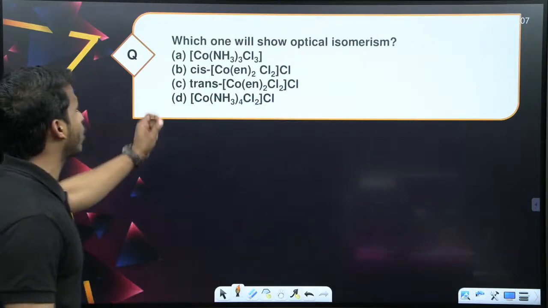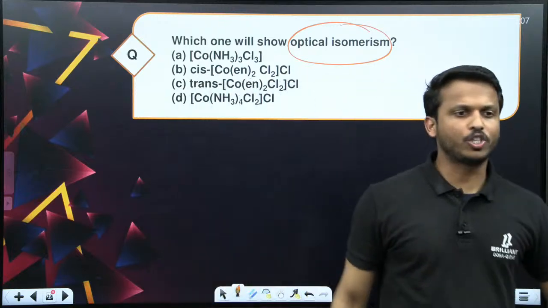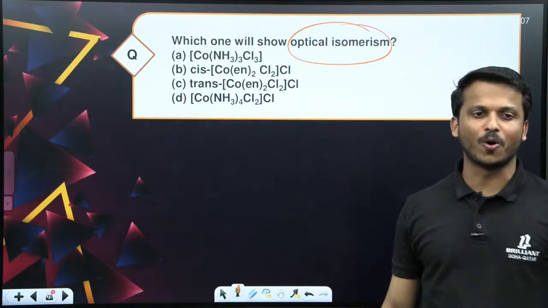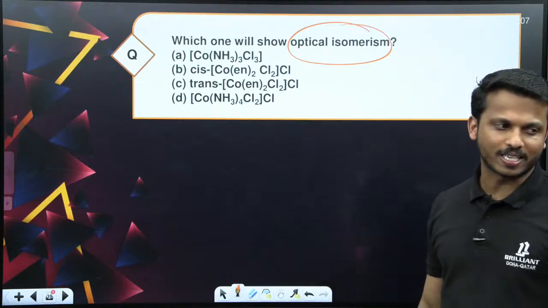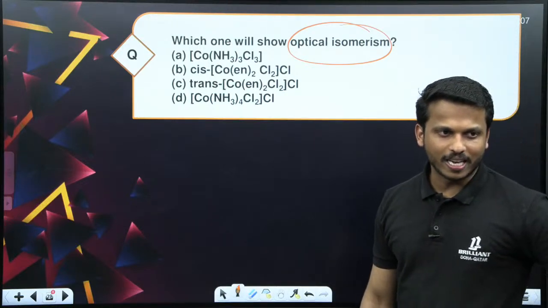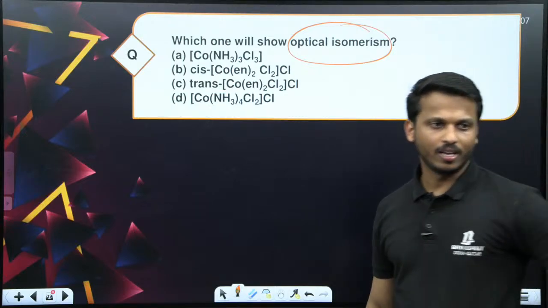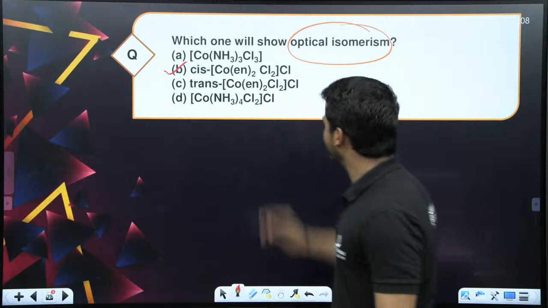Next one, which one will show optical isomerism? Can you say quick answer? Come on, dear all, which will show optical isomerism? Very good, Venkata. Which one, whether cis, trans or some other? Yes, most of them are giving the correct answer. That is option B, the cis isomer.